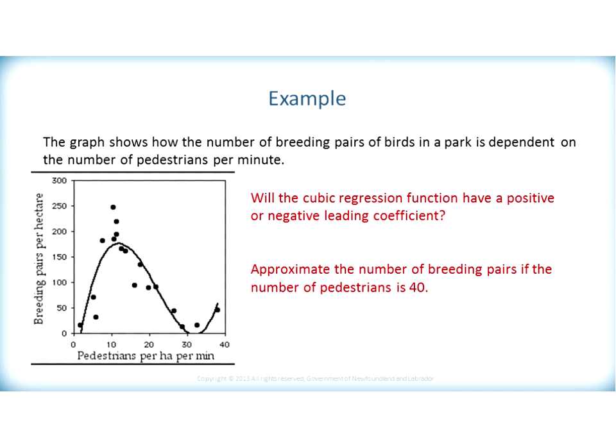So let's have a look at another example. This graph shows how the number of breeding pairs in the park is dependent on the number of pedestrians per minute. Will the cubic regression function have a positive or negative leading coefficient? Since the graph is the shape of an N, not a backwards N, we could say they have a positive leading coefficient.